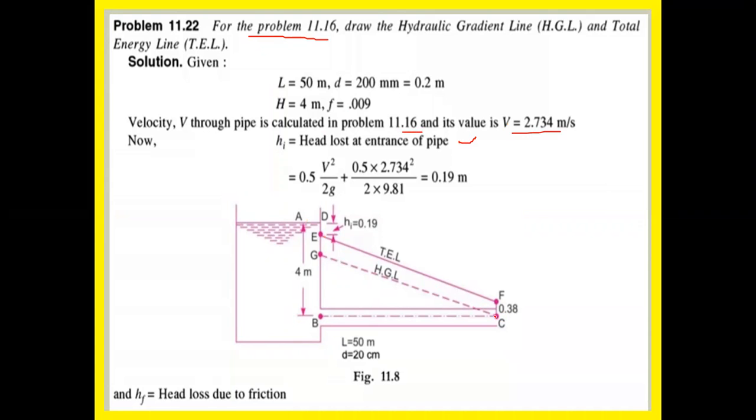The gradient line from the center of this pipe, this one is the hydraulic gradient line. That is the gradient line between the pressure energy plus the datum energy; this one is the pressure head. Now TEL is the total energy line. That is the TEL. From this figure, the value of this distance is 0.38, and the value from here to the datum line, the pressure head level hi, is equal to 0.19. Now hf is equal to the head loss due to friction.